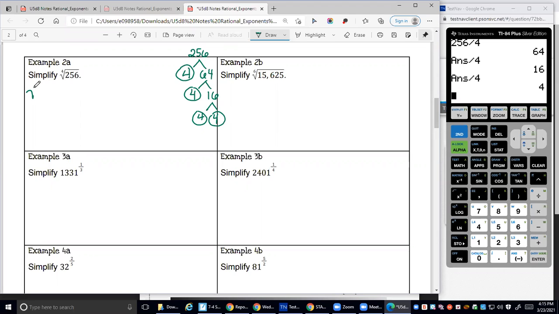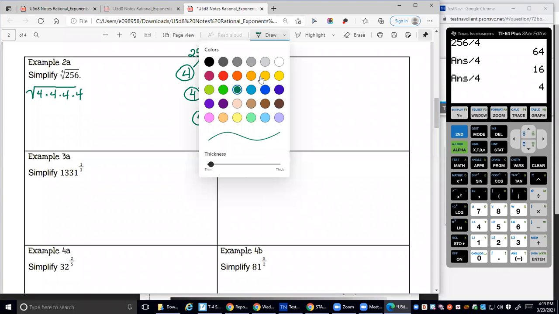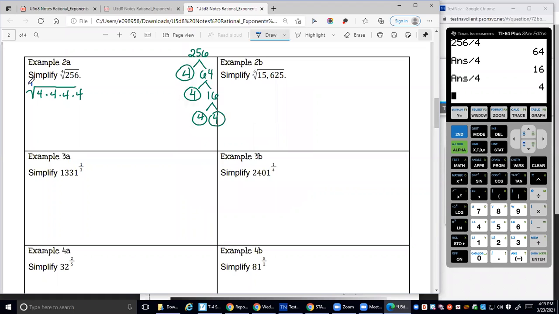And what we're going to do is rewrite this, because what basically this tree is saying is that 4 times 4 times 4 times 4 is 256, right? So I'm going to multiply 4 times 4 times 4 times 4. And my index happens to be 4. This index tells us how many factors that are the same must be present before they can leave the radical. So I have 4 of these factors of 4. And so what's going to pop out, boop, is a 4.